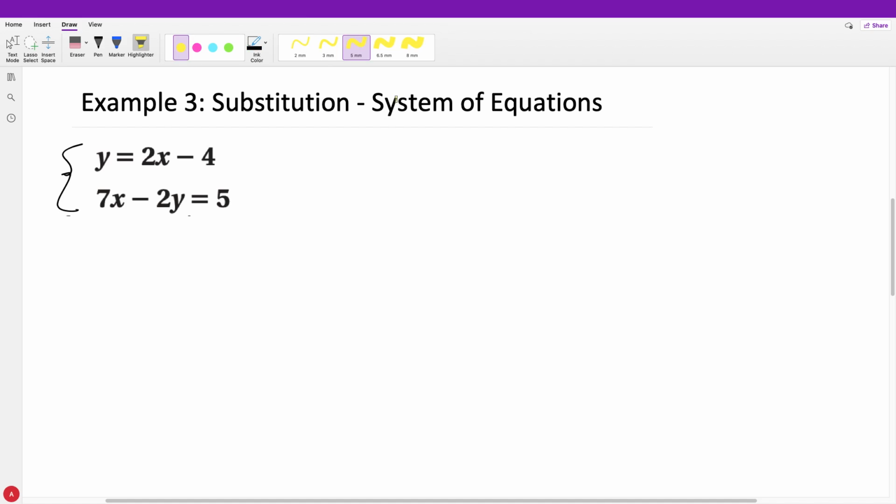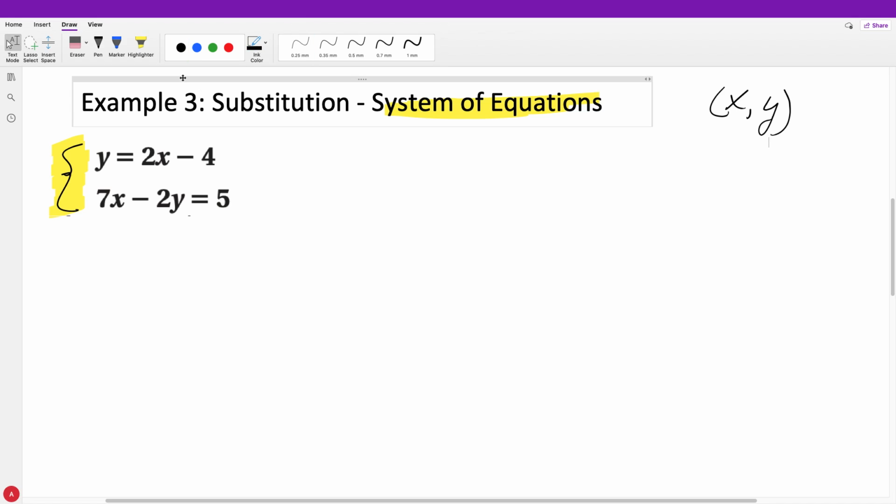In this example, example 3, it still tells us in the directions it's a system of equations, and I also tell you it's a system with this brace here. So we know we're looking for just an x and y that satisfy both of these at the same time. And in both of our equations, we see that we have two variables, so we can't just solve any of our equations as is because we have two unknowns. So we need to go ahead and use substitution to simplify.